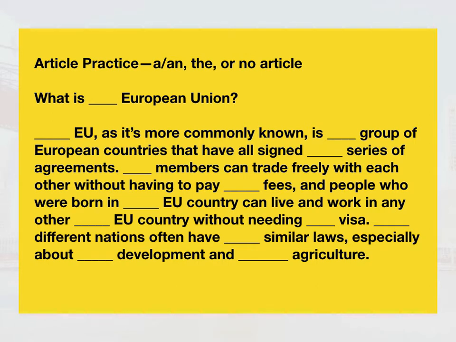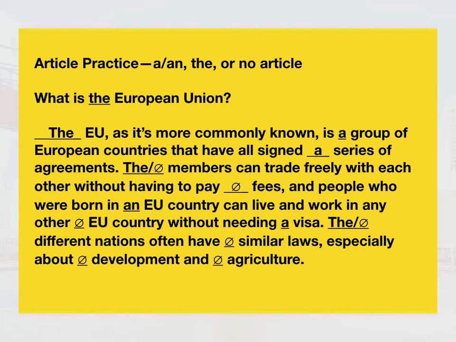Different nations often have similar laws, especially about development and agriculture. So let's take a look at the correct answers. What is the European Union? The EU, as it's more commonly known, is a group of European countries that have all signed a series of agreements. Here we could use either the specific article, the, or just members. So the null article or no article.